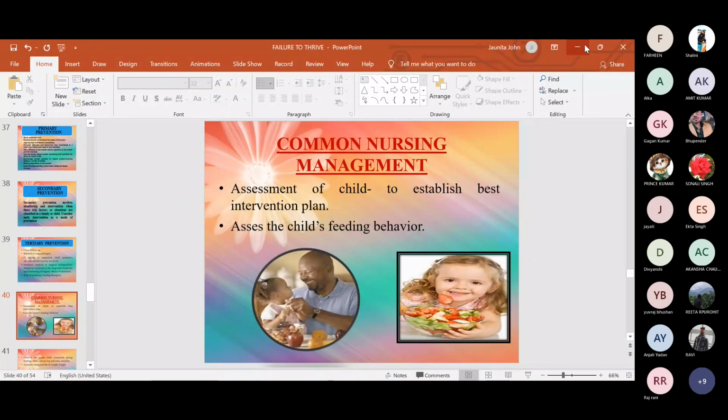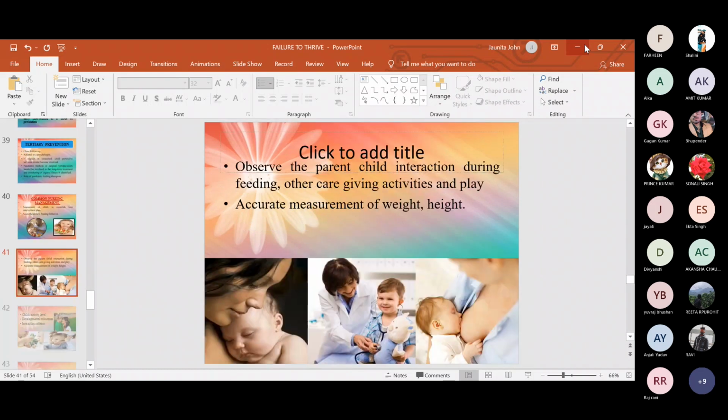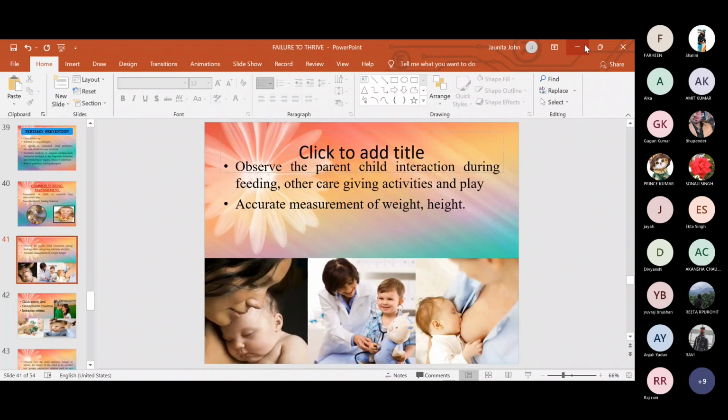Under that, assessment of the child to establish the best intervention plan. Next is to assess the child's feeding behavior. What the baby likes, what the baby dislikes, that particular feeding behavior has to be monitored. Then you have to observe.